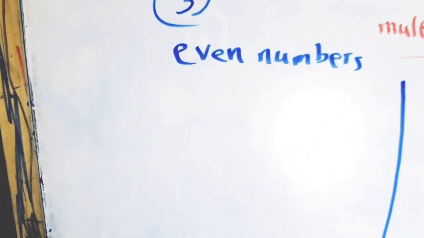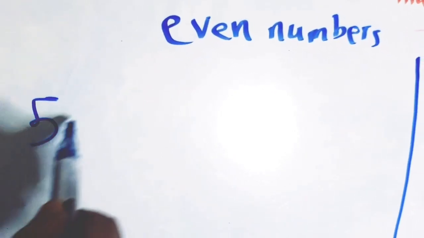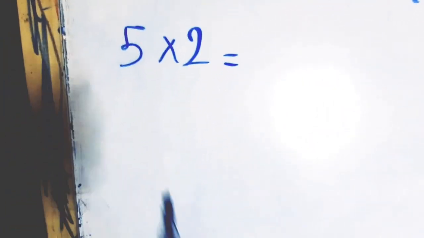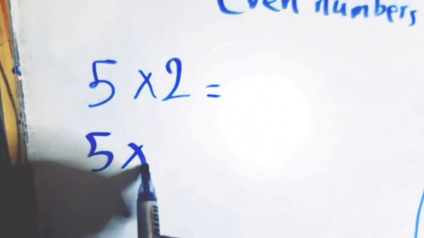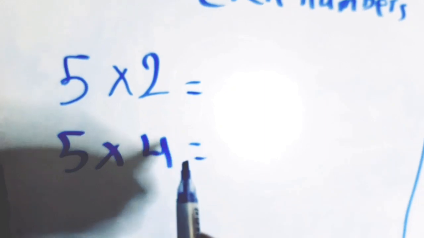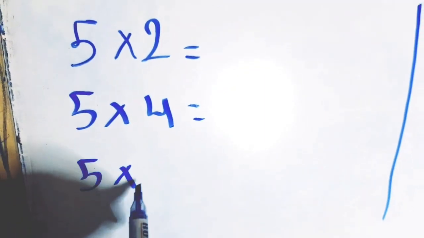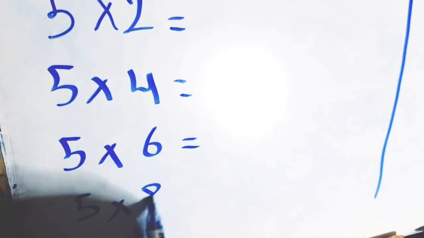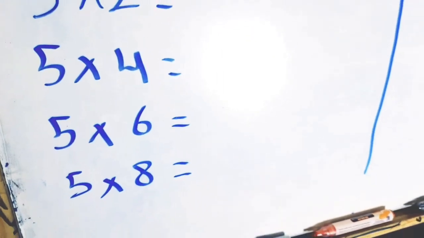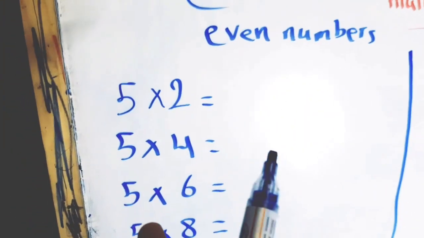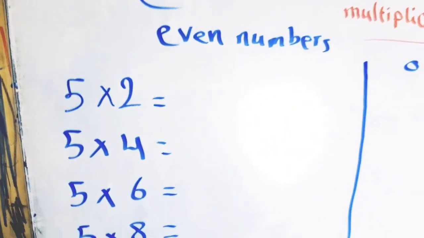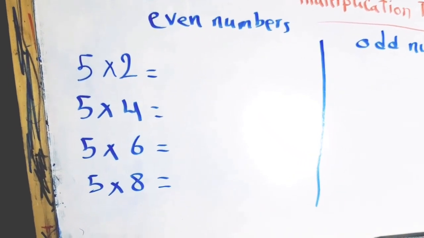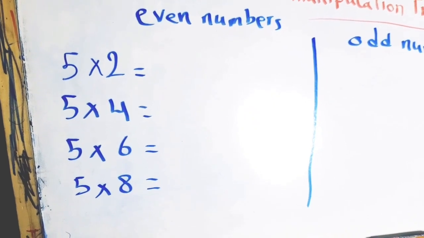Let's take an example. 5 times 2, 5 times 4, 5 times 6, 5 times 8. When we multiply 5 by any even number, we must put 0 at the units place.